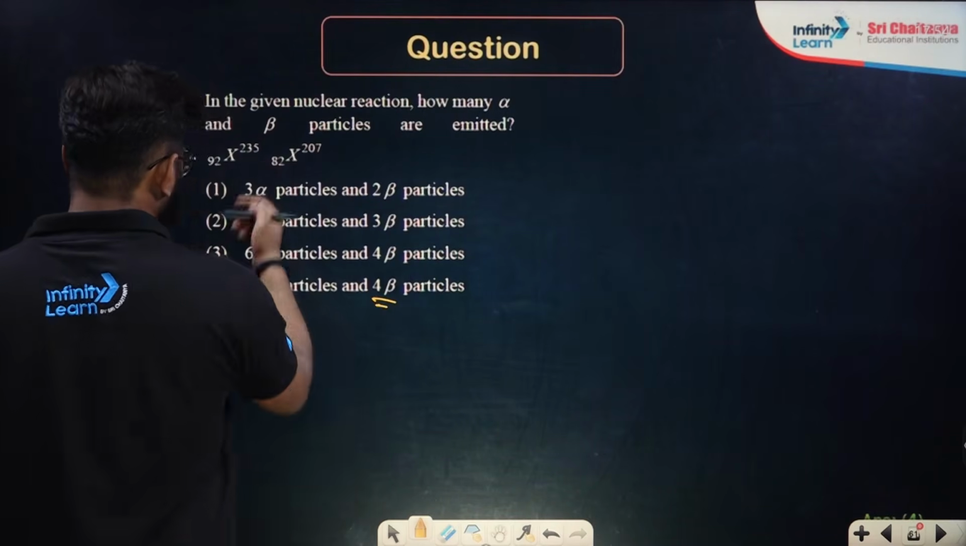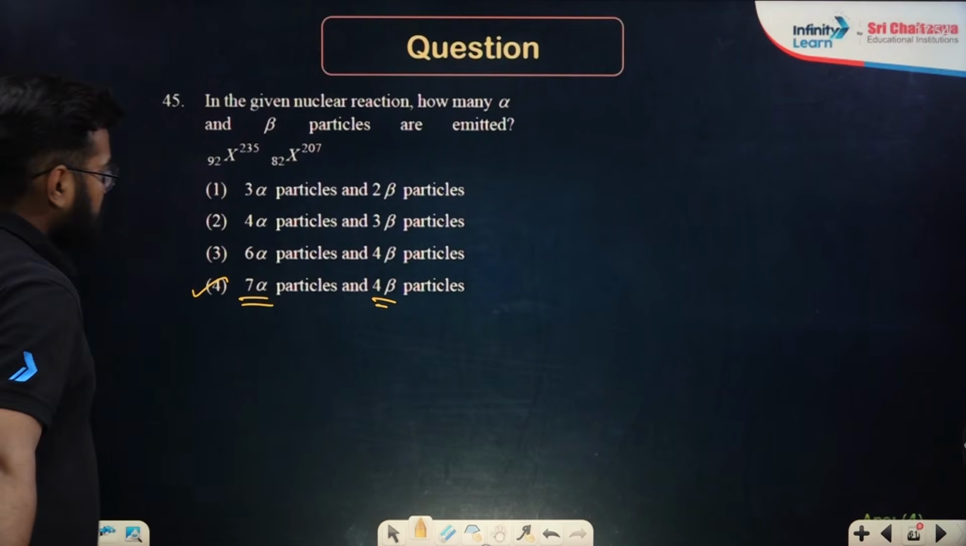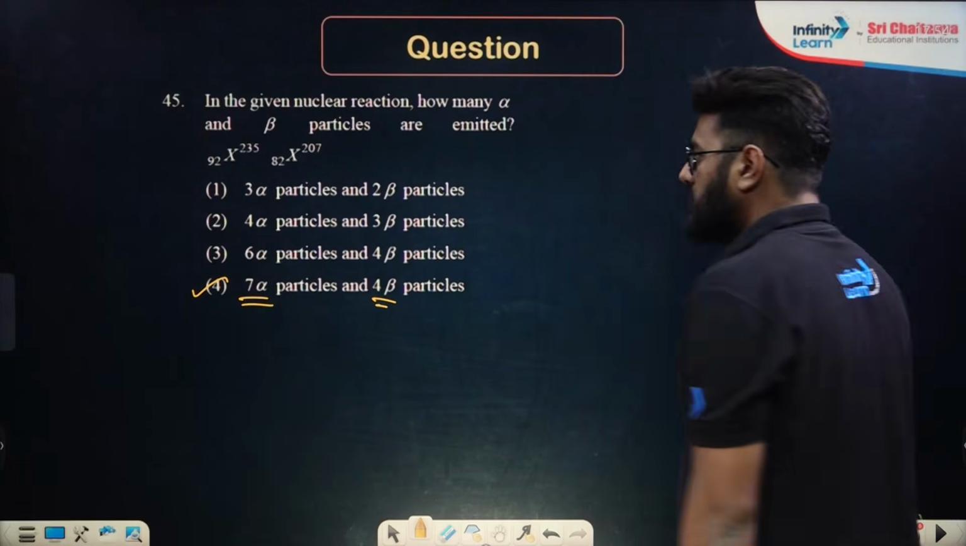Minus 4, that is 10 difference. And 7 4s are 28, is matching. So that is the case. Option number 4 is the correct answer over here.